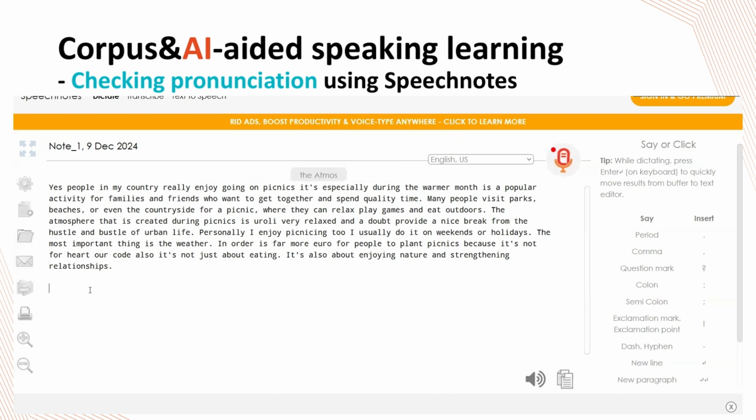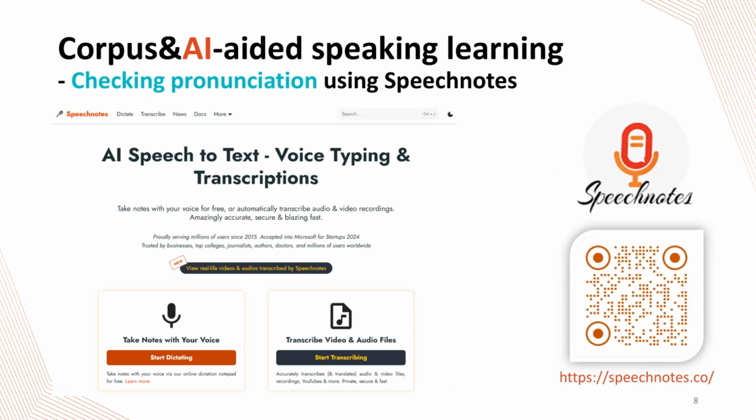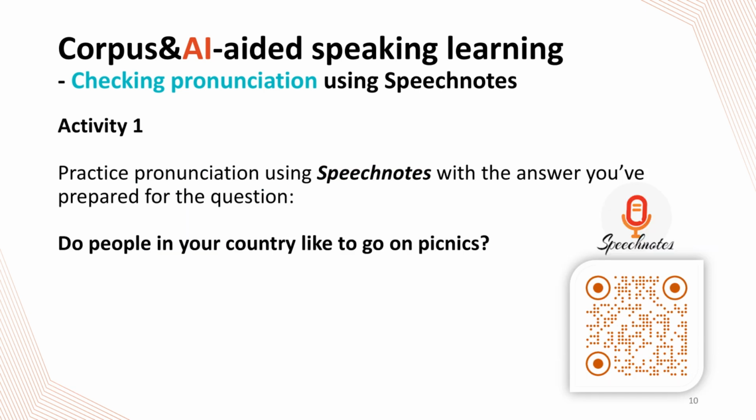The atmosphere that is created during picnics is usually very relaxed. In autumn, it's far more usual for people to plan picnics. This is the way Speech Notes can help us identify areas where we need to improve our pronunciation. When the transcription doesn't match our intended words, it's often a signal that we should work on those specific sounds. Now, it's your turn to have a try.